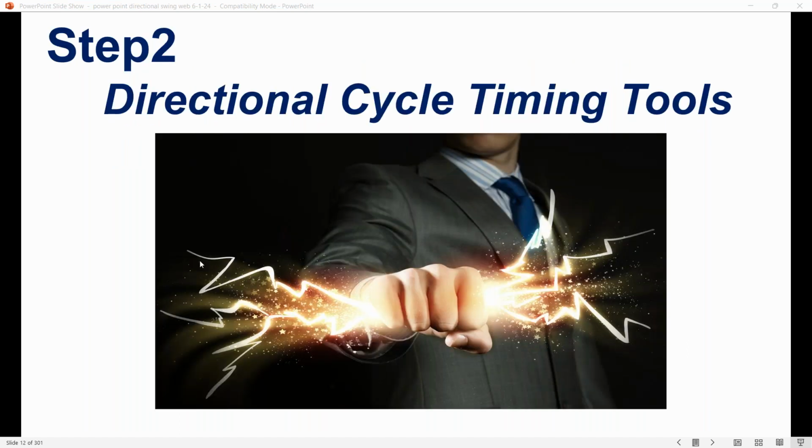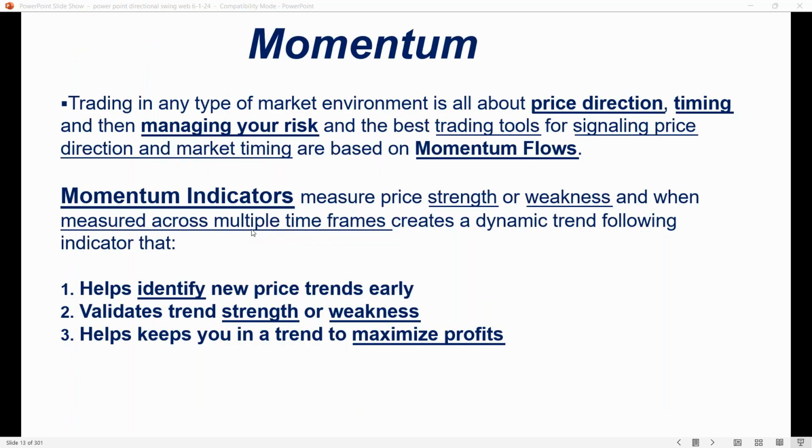Now, step two is the cycle model, the directional cycle timing model. When you dissect your past trades that have been winning trades, or even your losing trades, you're going to see a common denominator. They're always based on whether you had a good direction, your timing was good, and then your management. So direction and timing is such a key component of all your successful trades. Let's take a look at some cycle timing tools.